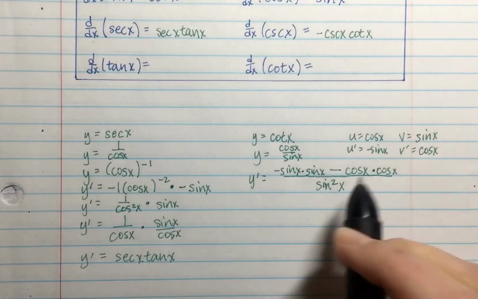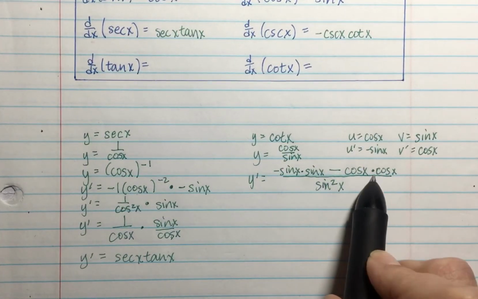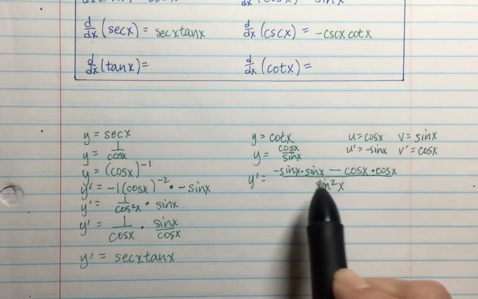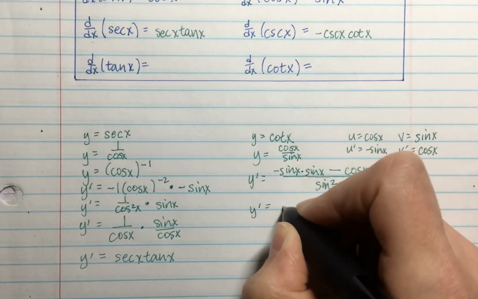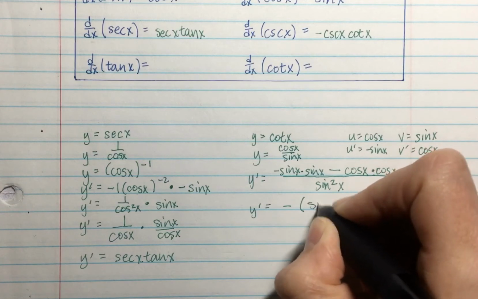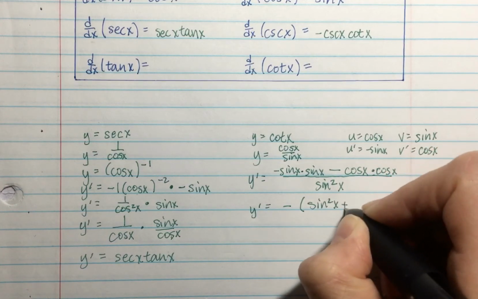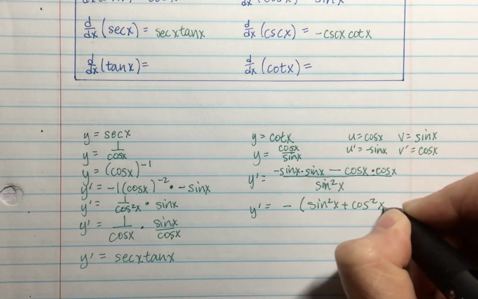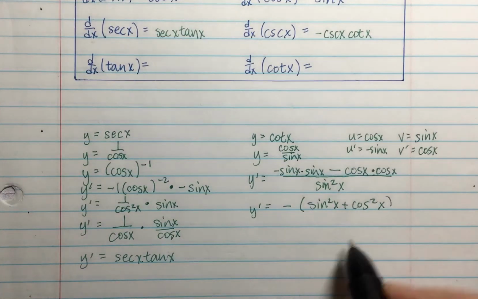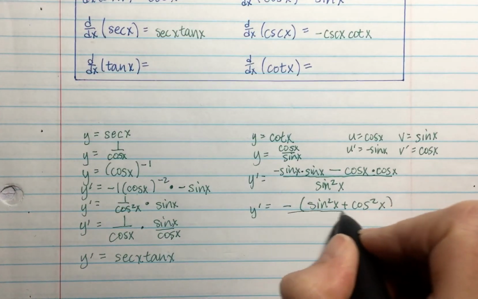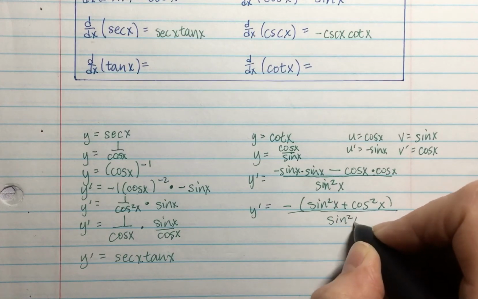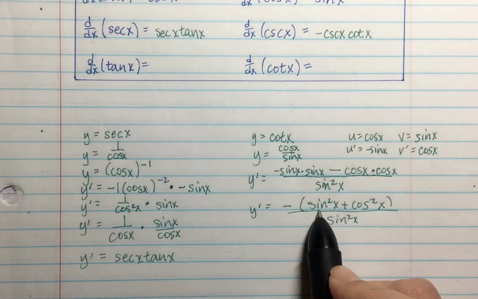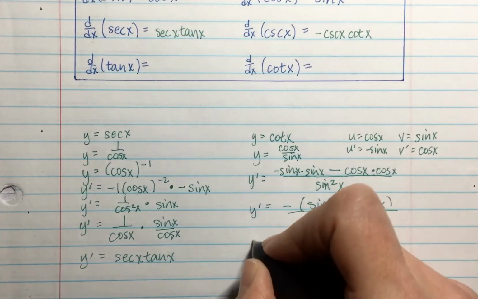Now cleaning this up, notice that I have sine squared x and cosine squared x, and I have negatives in front of both. I'm going to rewrite this as negative, and then in parentheses, sine squared x plus cosine squared x. Since those were both negative, I could pull the negative to the front. And some of you are probably like, hey, I recognize that guy at the top. I know him. Yeah, I know him too. Sine squared x plus cosine squared x is 1.